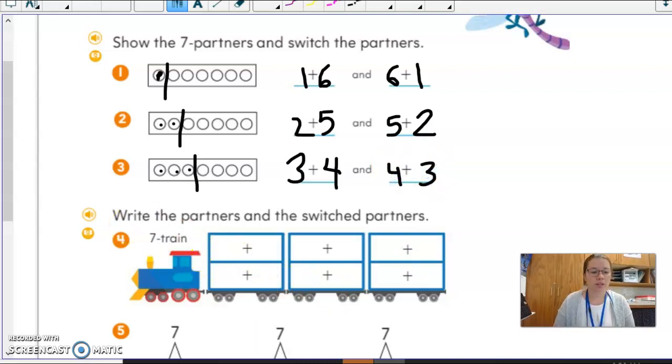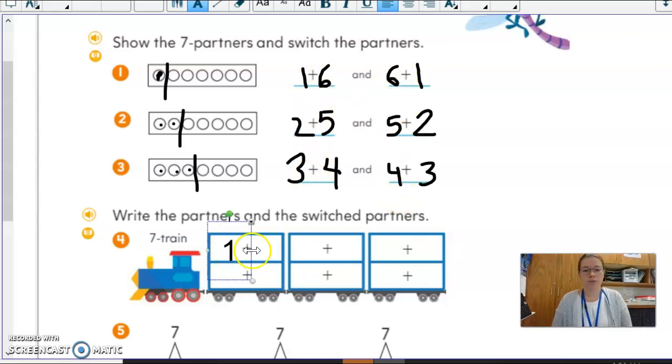All right, just like we did in the practice earlier, we're going to write these partners. I'm going to try and do it with the typing tool because it's much easier. We are going to take these numbers, the partners and switch partners we just found, and put them into the 7 train.